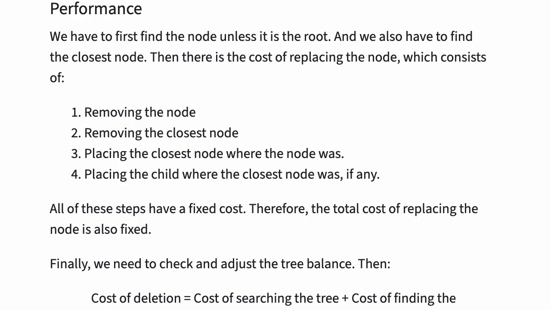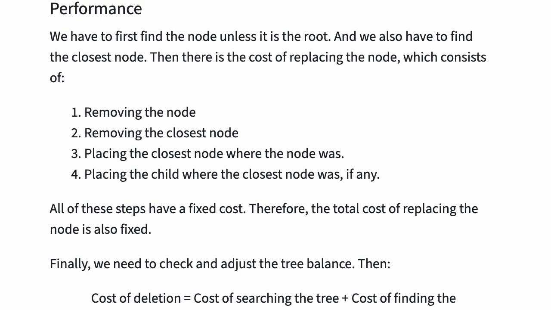Now let's consider the performance of this algorithm. We have to first find the node unless it is the root. And we also have to find the closest node. Then there is the cost of replacing the node, which consists of 1, removing the node, 2, removing the closest node, 3, placing the closest node where the node was, and 4, placing the child where the closest node was, if any. All of these steps have a fixed cost. Therefore, the total cost of replacing the node is also fixed.